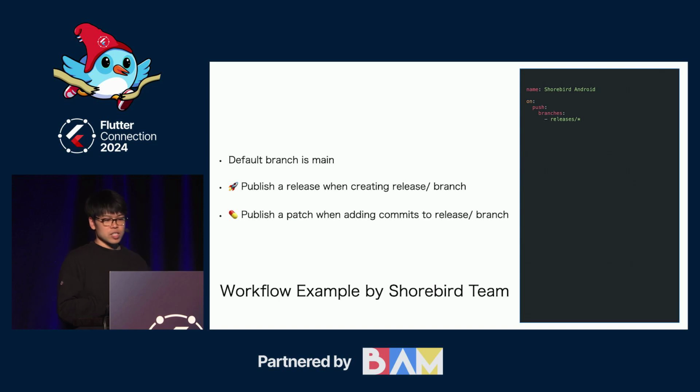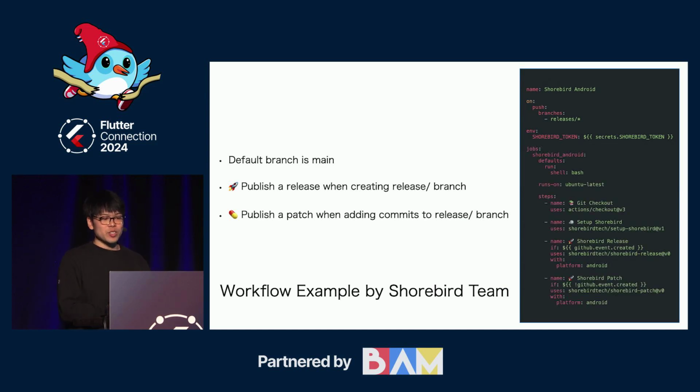The default branch is the main. This workflow is triggered when the release branch is created or pushed. And in this YAML, there is an environment variable, Shorebird token. This is retrieved from running Shorebird login. When creating a new release branch, this workflow runs Shorebird release. For pushing to an existing release branch, Shorebird patch runs. This workflow is only for Android, so you need to prepare an iOS workflow.